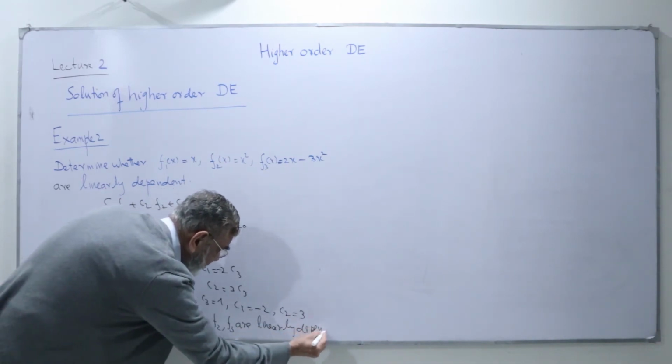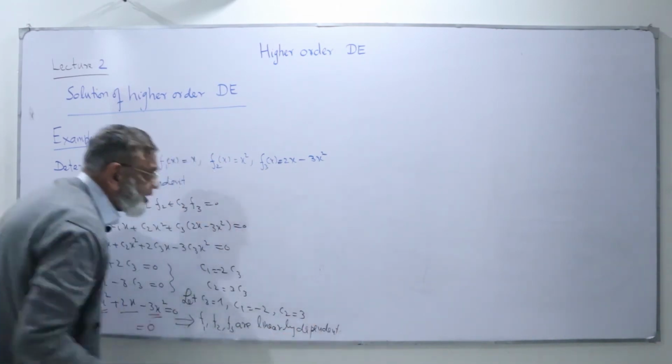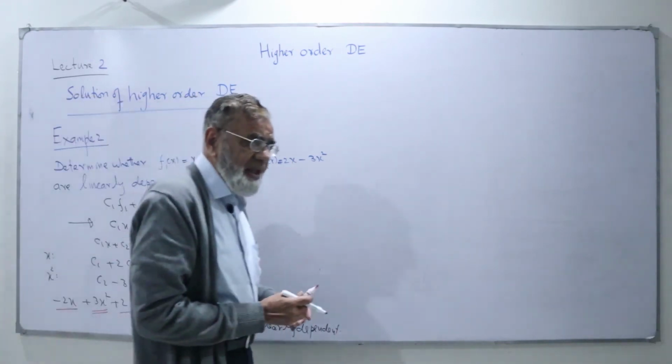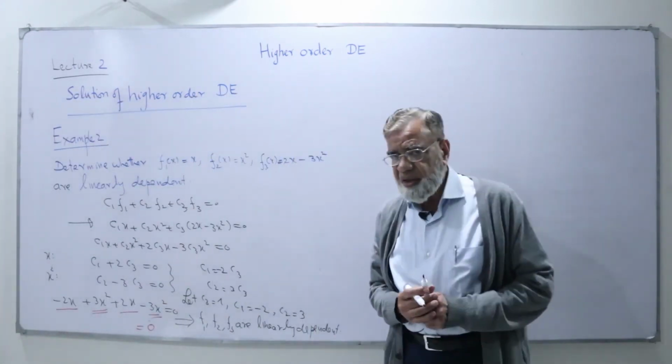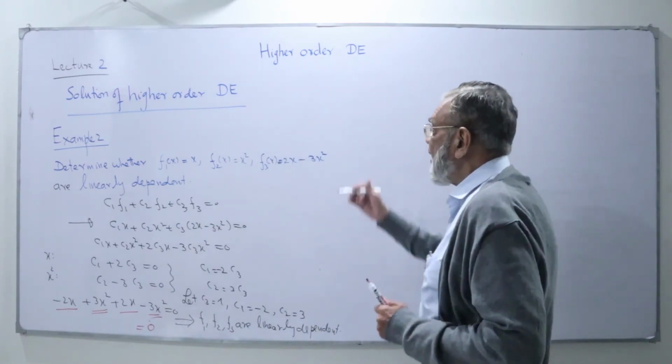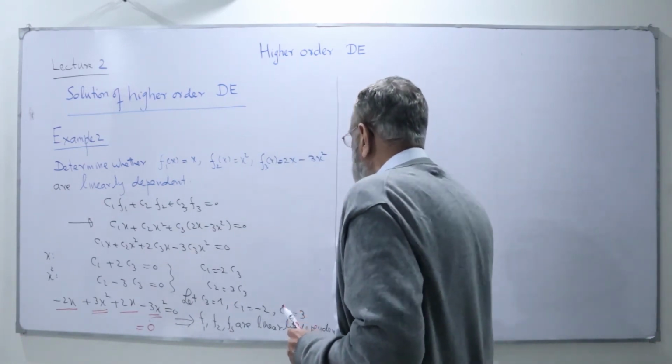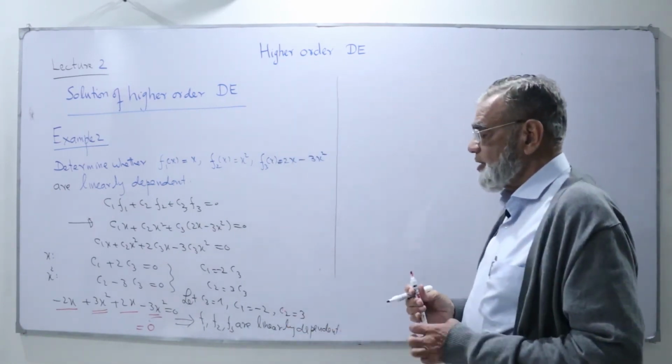So that's the way we can test for linear independence. If we are able to find c's that are not all zeros, that means the functions are linearly dependent. We have another way of looking at linearly dependent and linearly independent functions.